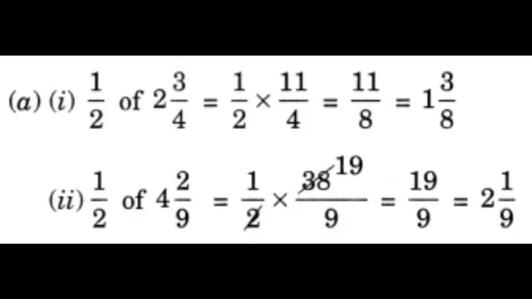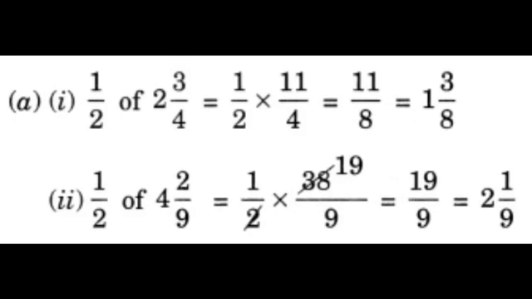Now it will become 1 by 2 into 11 by 4. So here we cannot cancel the numerators and denominators of both fractions, since they are not divisible by a common multiple. Also the cross numbers, 1 and 4, and 2 and 11, are also not divisible by a common multiple, so we are directly multiplying the numerators, that is 1 into 11 is 11, and the denominators, 2 into 4 is 8.